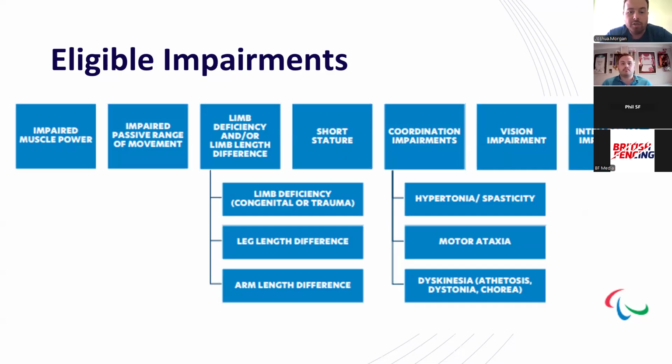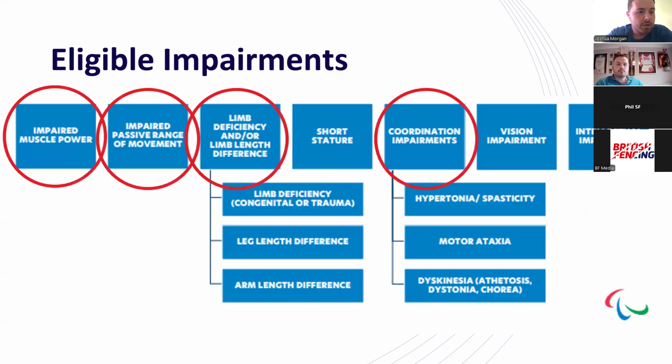So not all of these 7 eligible impairments are eligible in all sports. As I mentioned on a previous slide, it is decided around how an eligible impairment impacts an athlete within a specific sport, and that is how they make the decisions on which eligible impairments fit within which sports. So for wheelchair fencing, we have 4 eligible impairments, which are impaired muscle power, impaired passive range of movement, limb deficiency and limb length difference, and coordination impairments.